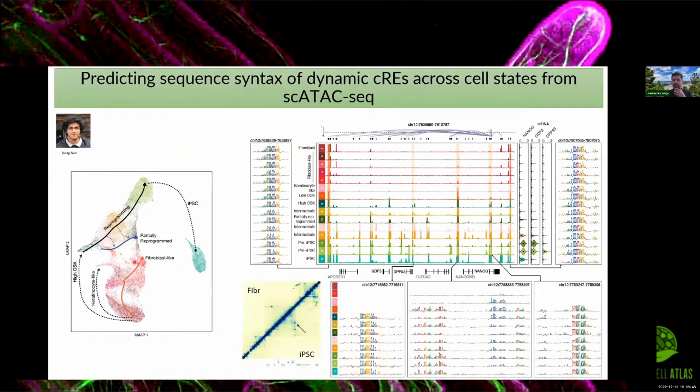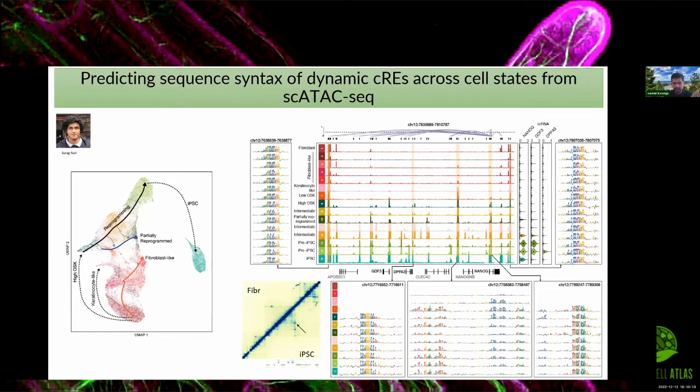So here's a reprogramming time course from fibroblasts to iPSCs, and we can track specific loci, like here's a Nanog locus, starting from fibroblasts all the way to iPSCs through pseudotime. And we can look at pseudobulk samples from these. We can fit models, and we can literally read out dynamic utilization of various elements, sequence syntax.